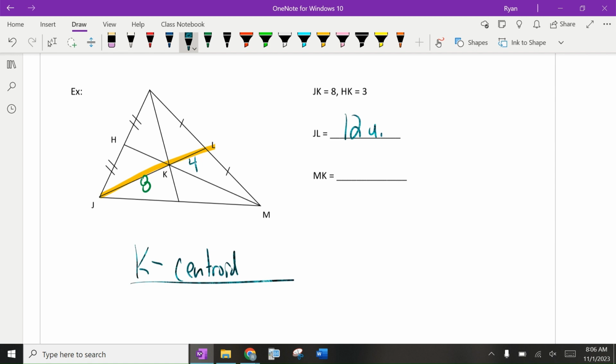We're also told that HK is equal to 3. So HK, this segment over here, is equal to 3. If I want to, I can get rid of these other ones just to make it stand out more. This is 3. Turn to your friend. How long is segment MK then? And the question is, how big is MK? Well, MK is 6. Right? Centroid, 2-to-1 ratios.